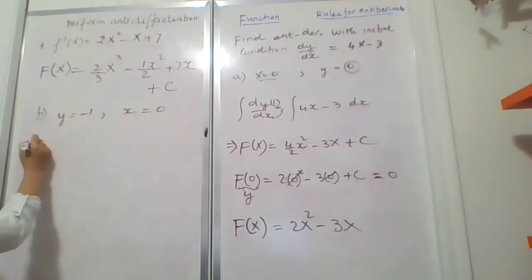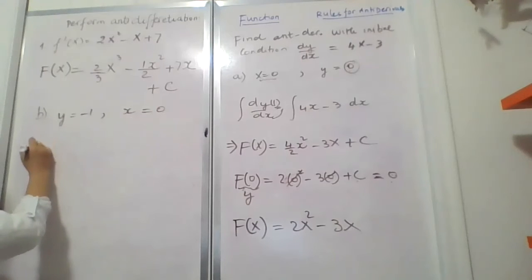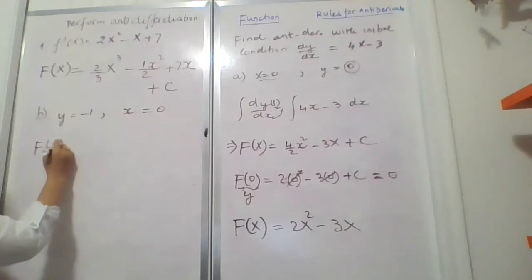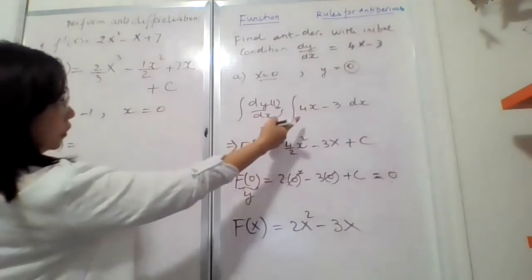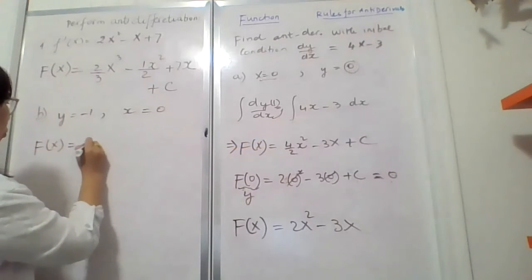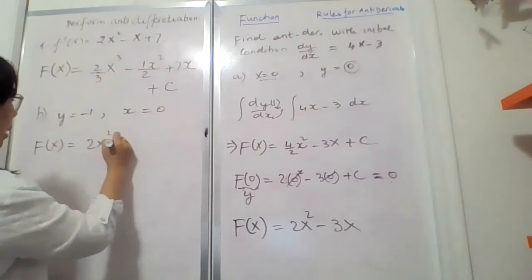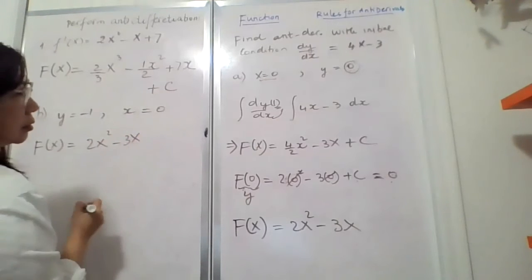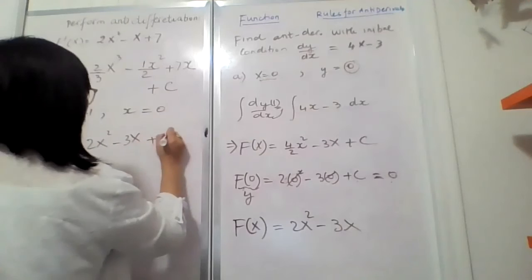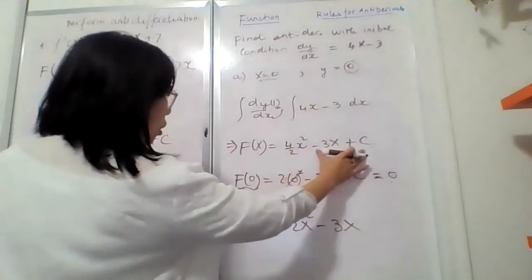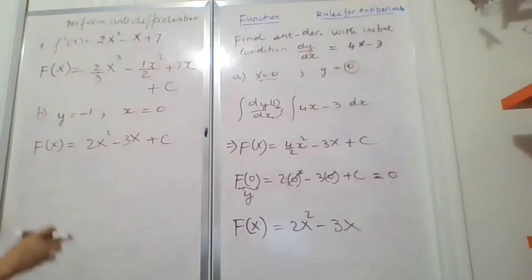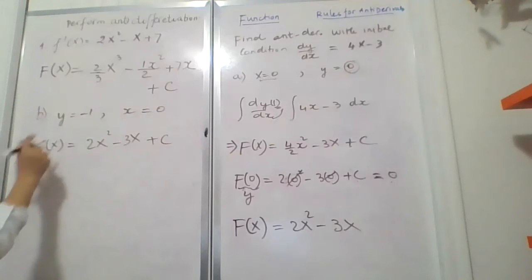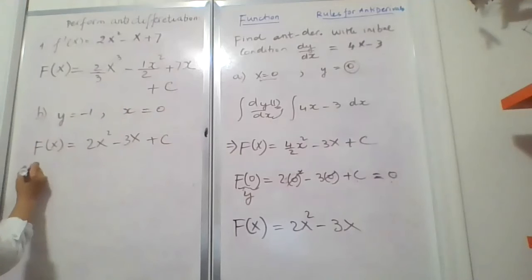So now we're going to say our antiderivative for this one will be equal to 2x squared minus 3x plus c, right? We already did this job here, so we just copy it to here. So that is our big function. Now, given this, we're going to find c.